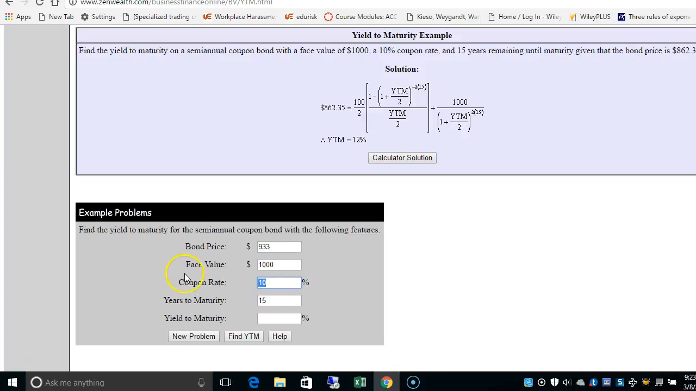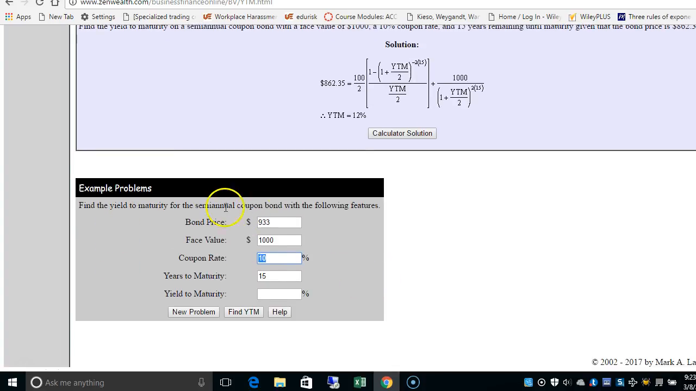The coupon rate is 9%, but it's semi-annual. So based on this example, I'm not sure if it already discounts for semi-annual, so I will take a chance and put 9% in there. And the years to maturity are 15 years. Let's see what it calculates. So it's saying 9.86% is yield to maturity.